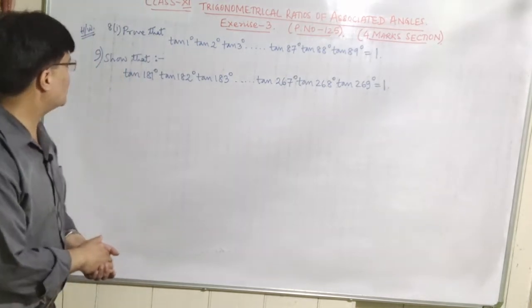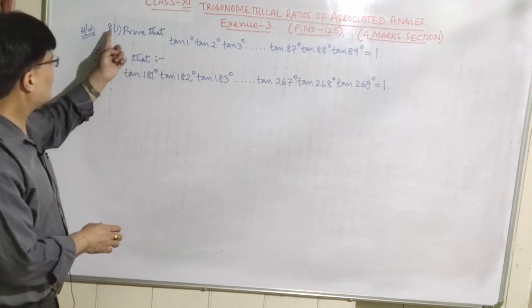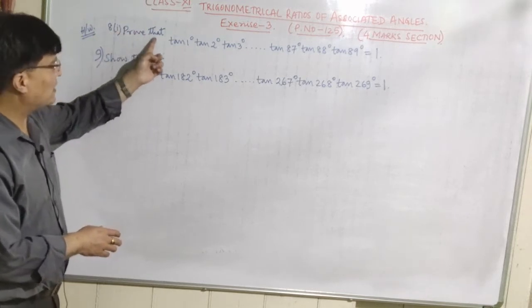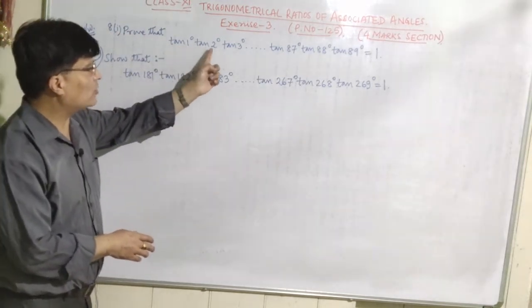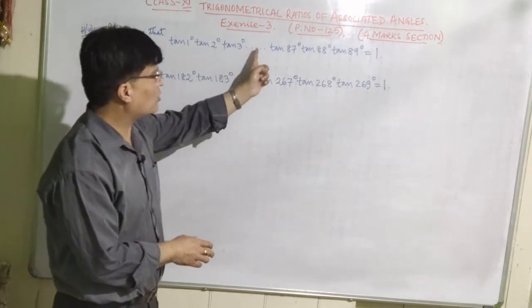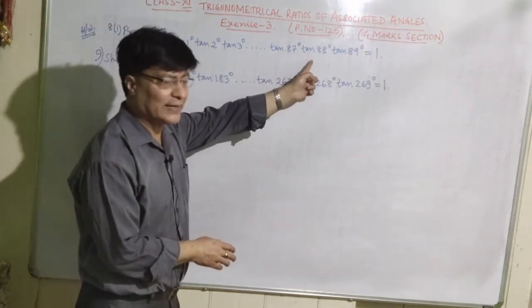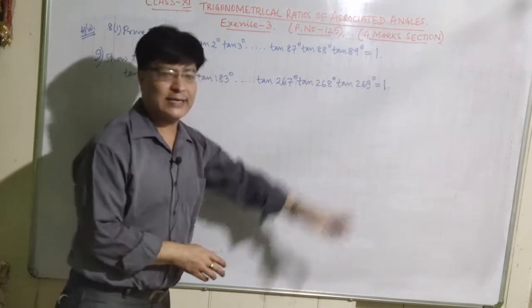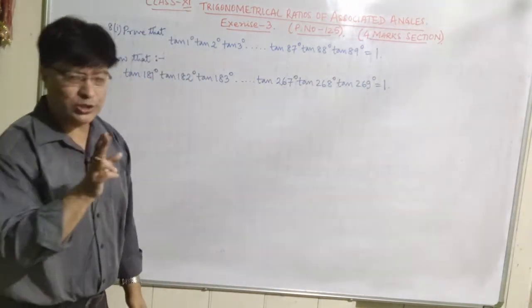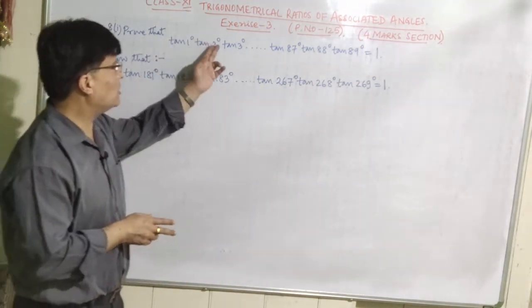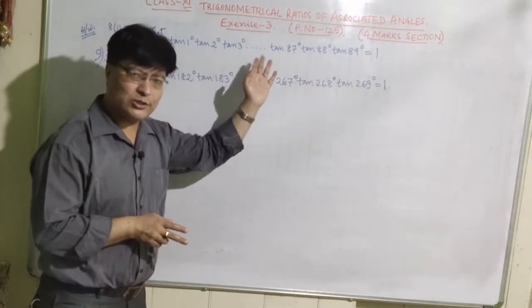So the question number 8, number 1 is: prove that tan 1 degree, tan 2 degree, tan 3 degree, tan 87 degree, tan 88 degree, tan 89 degree is equal to 1. So this is your homework. You have to prove this left hand side is equal to 1.